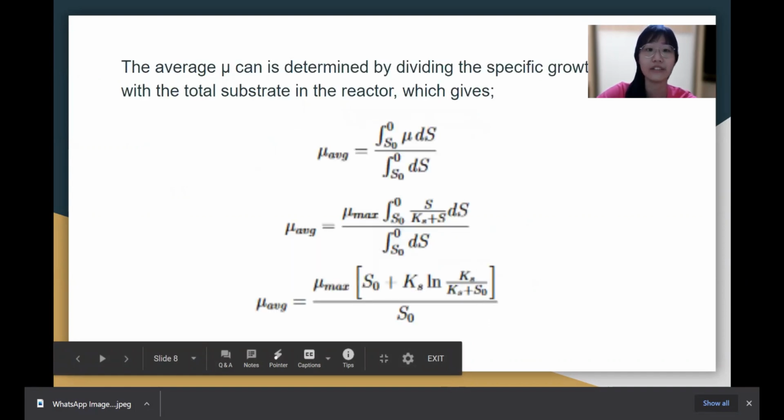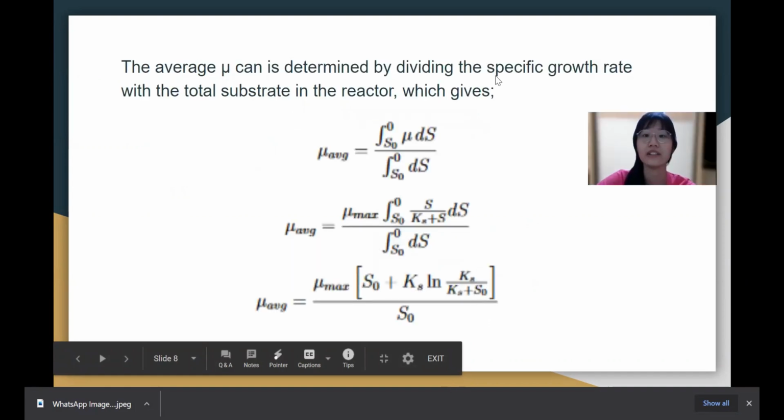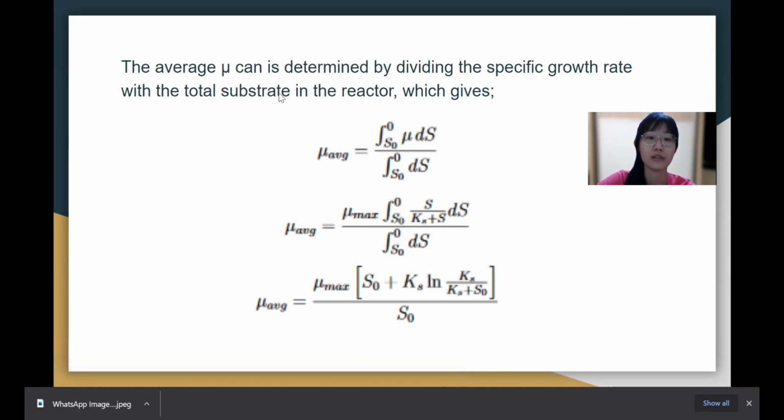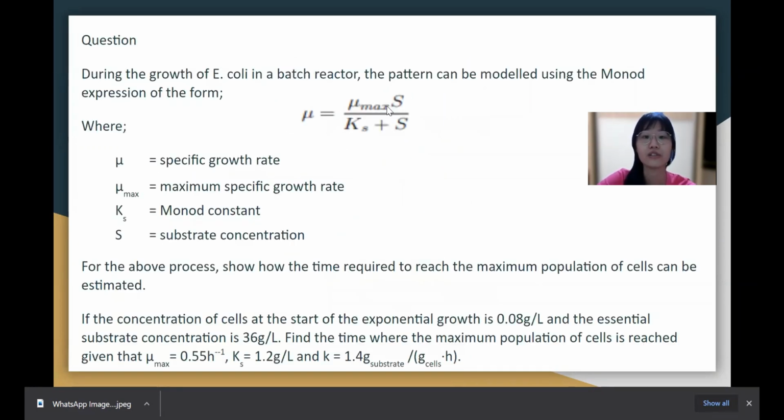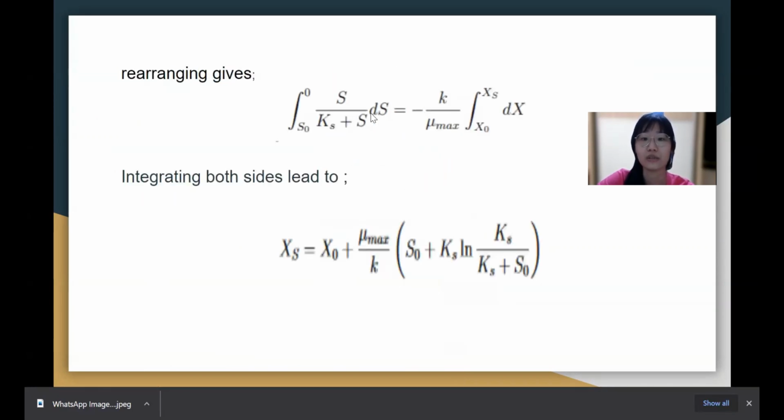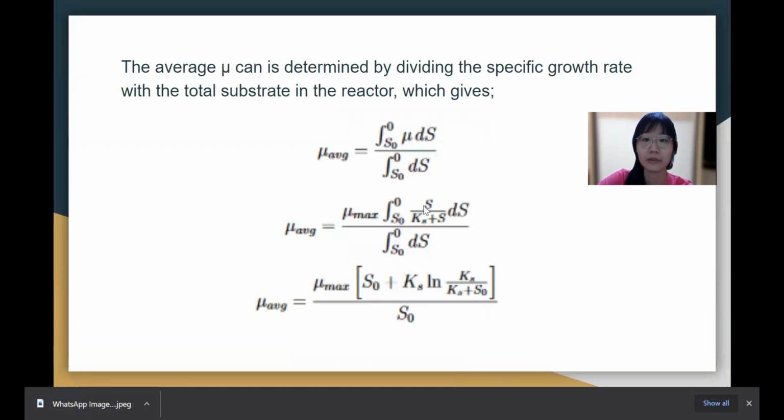Okay, then the average mu can be determined by dividing the specific growth rate by the total substrate in the reactor, which gives mu average. This is the specific growth rate, and we integrate it over the total substrate ds. After we replace the mu in the previous slide, mu is from the theory: mu equals mu max, s over Ks plus s. We replace this into the equation. Then the mu will become this.